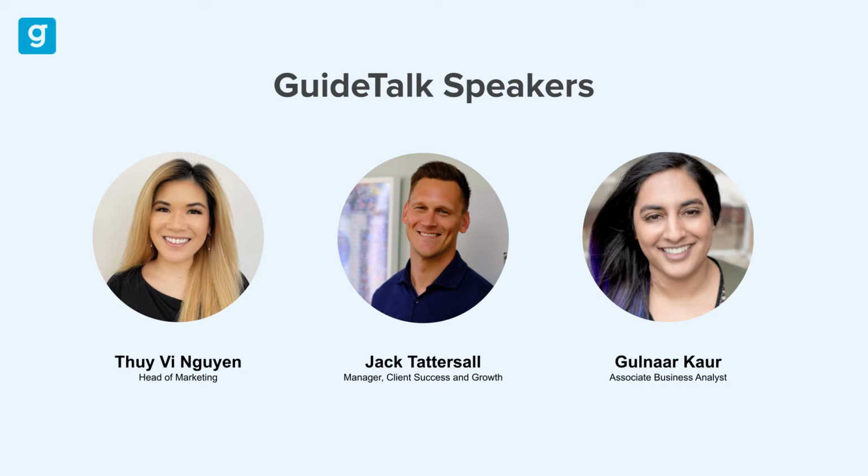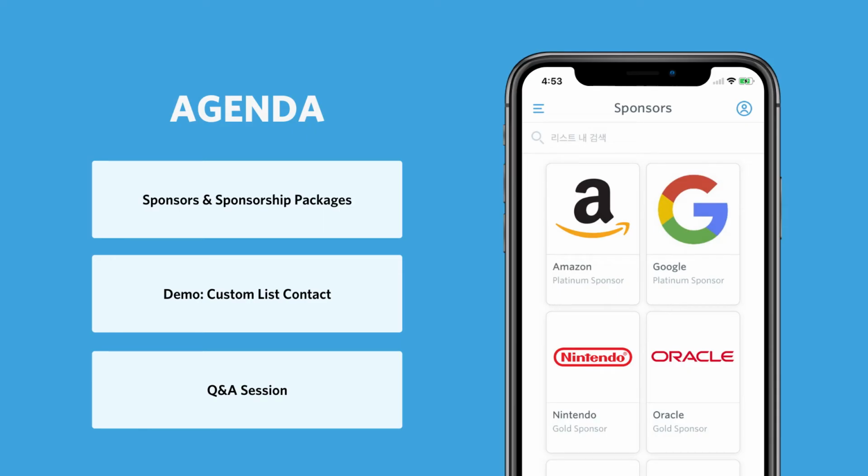Okay, so let's quickly go over today's agenda. The webinar will be broken down into 3 separate sections. In the first part, Jack and I will discuss the importance of event sponsors, as well as go over the elements your sponsor packages should include to attract event sponsors. Second, Gulnar will demo a new feature, Custom List Contact, which your sponsors can use in order to drive more engagement from your attendees, benefiting both them and the event attendees. And then at the very end, we'll close out this webinar with the Q&A section, like Jack said.